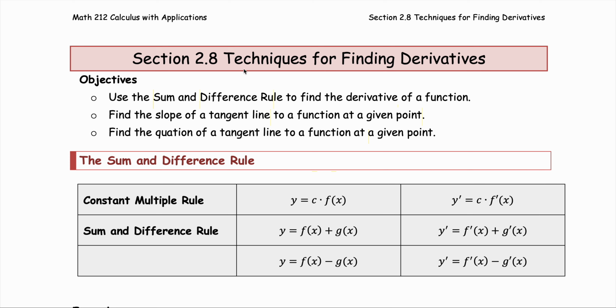In this section 2.8, techniques for finding the derivatives, we are going to use the sum and the difference rule to find the derivative of a function. We're going to find the slope of a tangent line to a function at a given point, and then we're going to find the equation of the tangent line to a function at a given point.